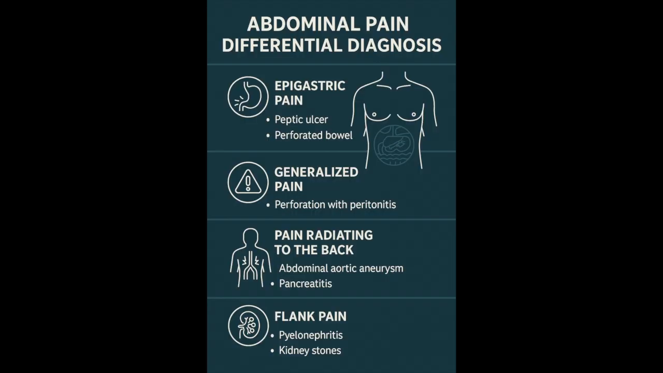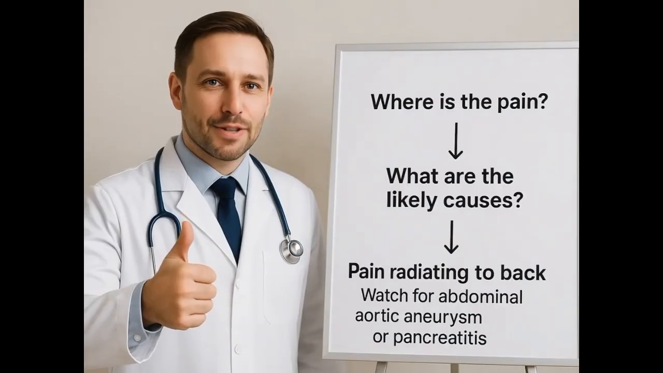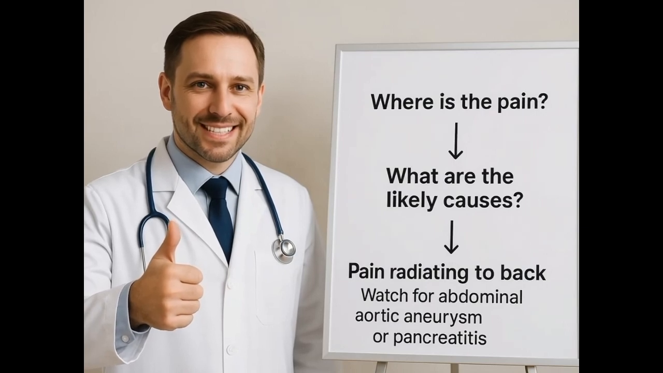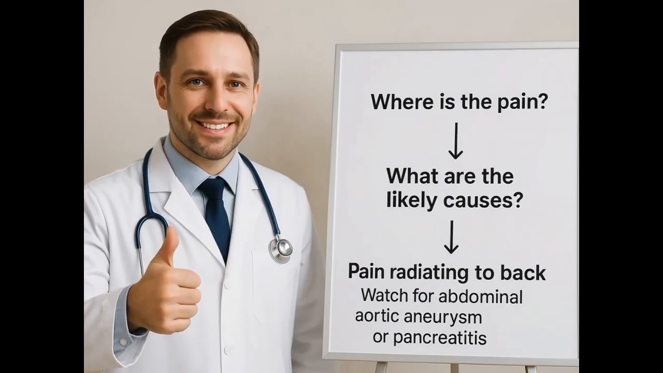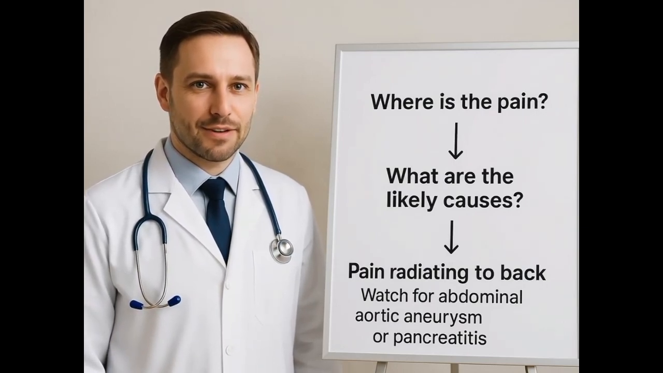Epigastric pain, peptic ulcer, or even a perforated bowel. Generalized pain could be perforation with peritonitis. Pain radiating to the back, watch for abdominal aortic aneurysm or pancreatitis. Flank pain could be pyelonephritis or kidney stones. It might seem oversimplified, but this approach really works. Also, if there's no bowel movement, think about obstruction or paralytic ileus.